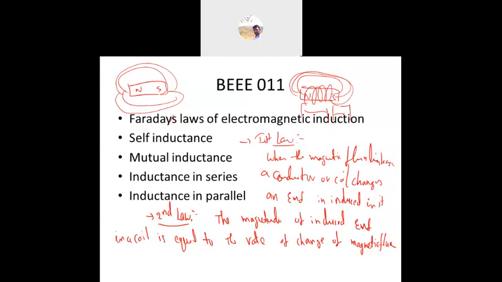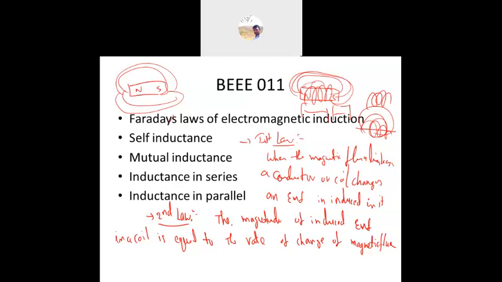So these are the two laws. In the first law of Faraday, when the magnetic flux linkages of a conductor or coil change, an EMF is induced. If the flux linkages produced by the conductor or coil change, an EMF is induced in it. That is the first law.